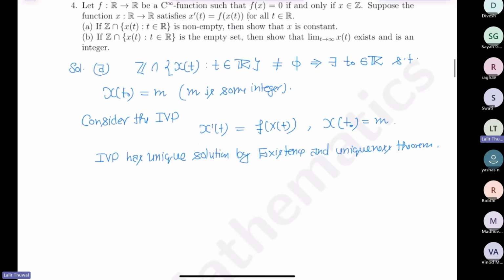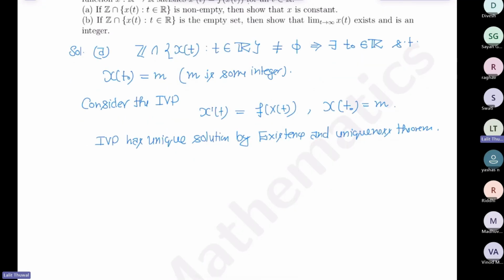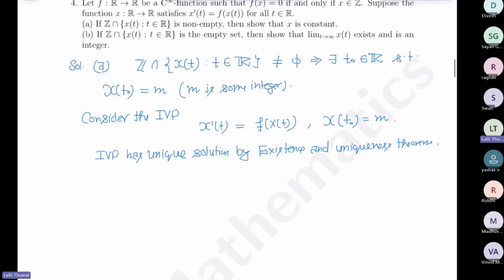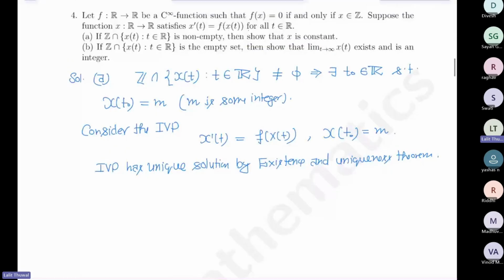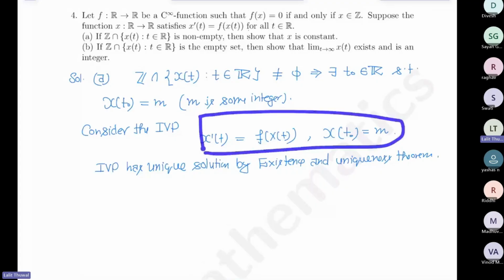So what is the solution, by the way? Can you see the solution? What do we have to prove, by the way? We have to prove that the solution is a constant. Okay, so can you see the solution? The solution is in front of you. What is the solution of this IVP? And you are not using something given to you. Reread the hypothesis: f vanishes if and only if x is an integer.